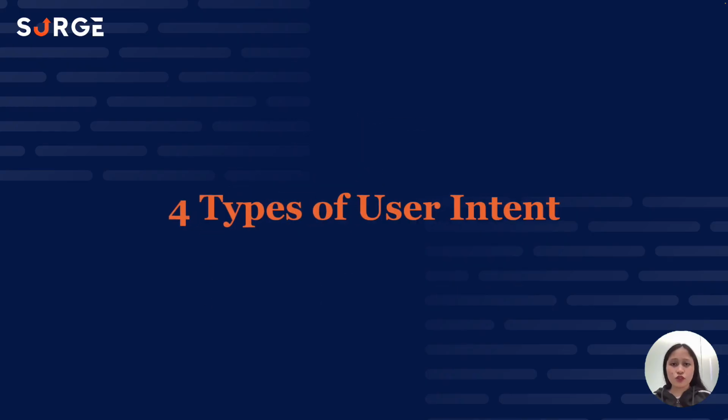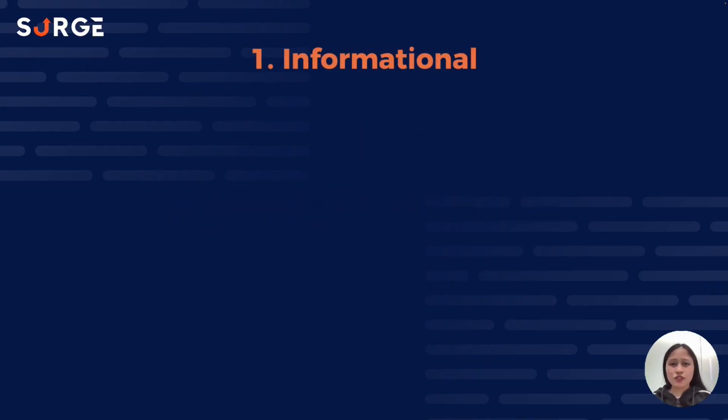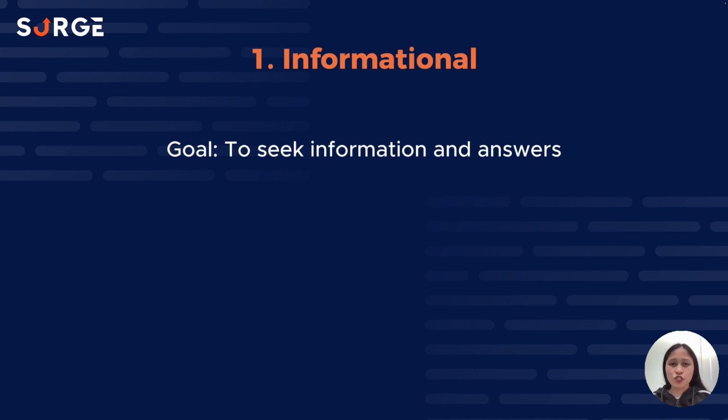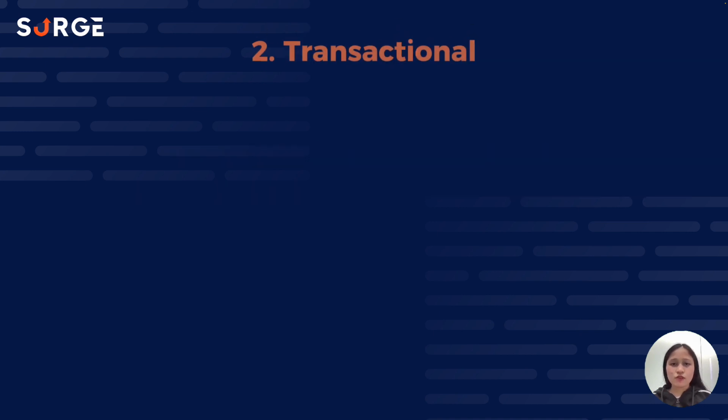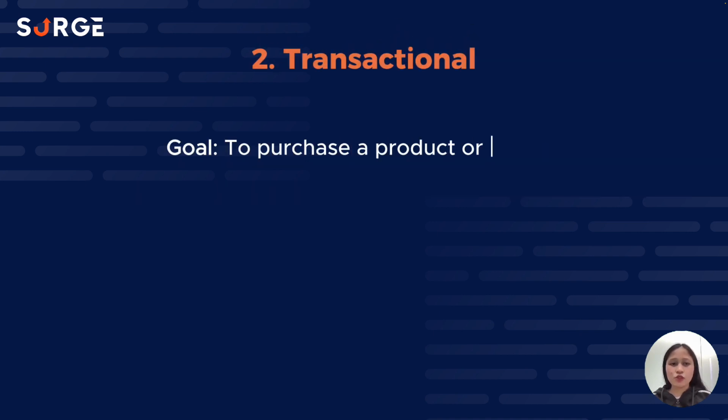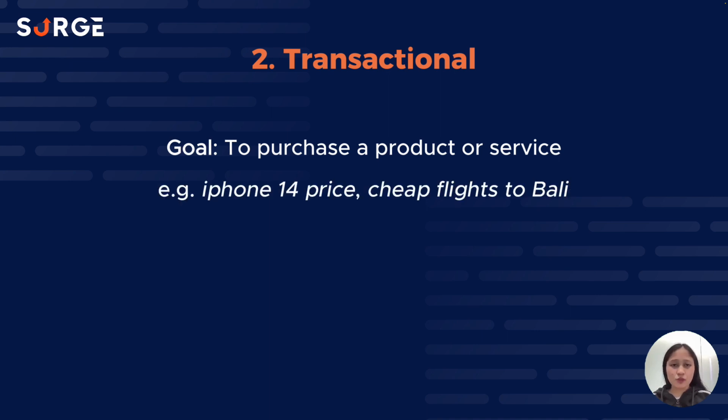There are four types of user intent. Informational keywords are keywords that people use to seek information and answers. Examples are queries like how to do keyword research or what is keyword research. Transactional keywords are keywords that people use when they're looking to purchase something. Examples are queries like iPhone 14 price or cheap flights to Bali.